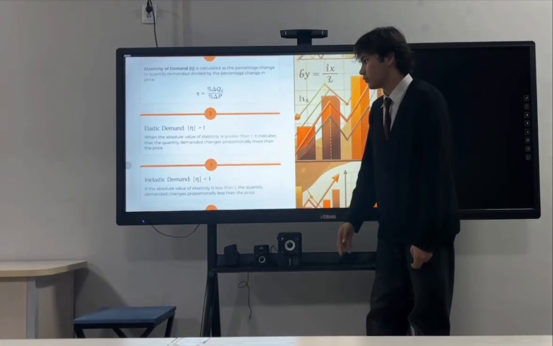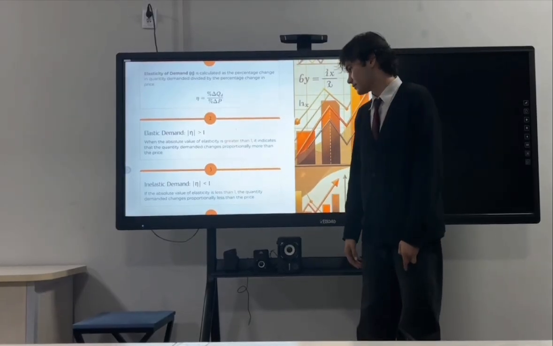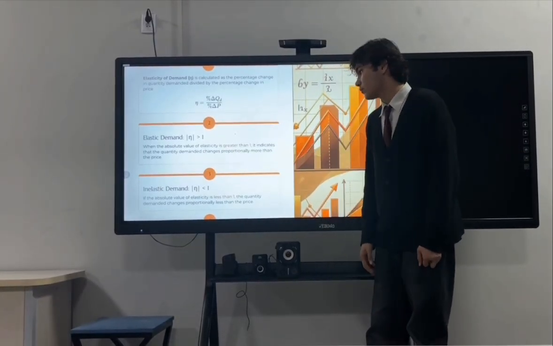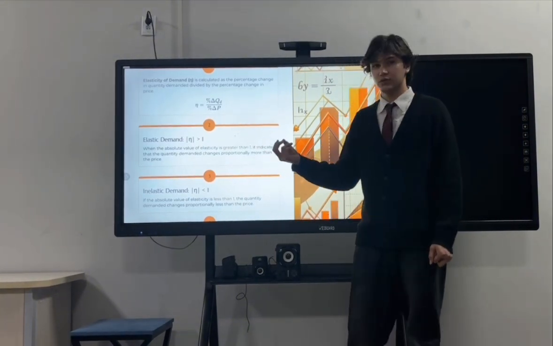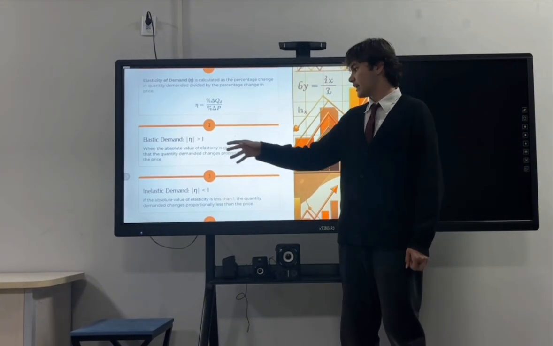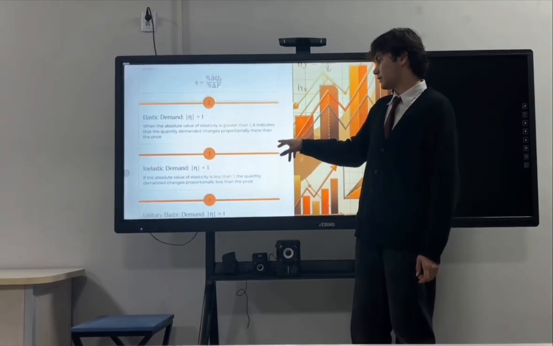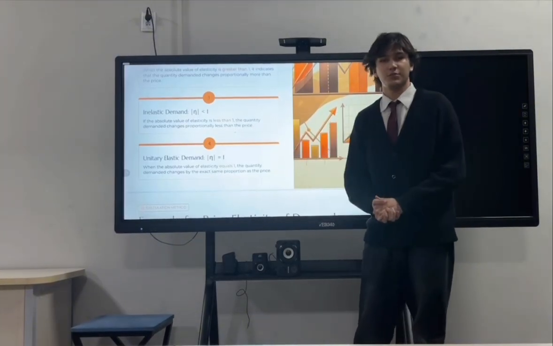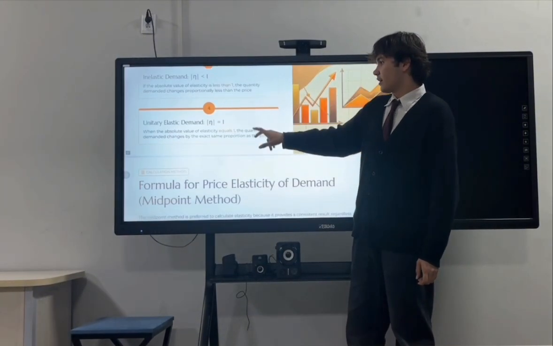When the absolute value of elasticity is greater than 1, it indicates that the quantity demanded changes proportionally more than the price. So if our absolute value is higher than 1, that means it's elastic. The third rule is about inelastic demand, and my friend Mihraj will be talking about this. Let's skip this for a while.